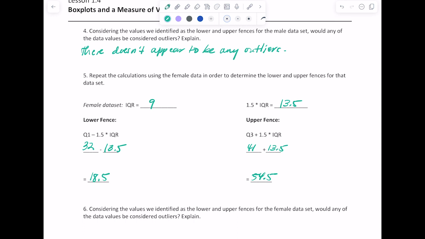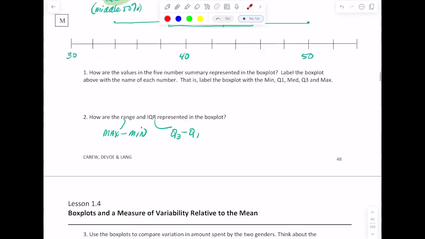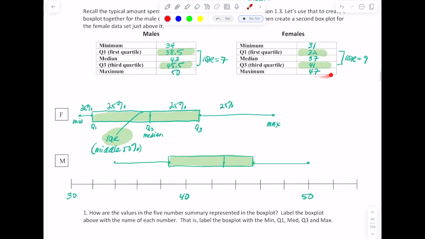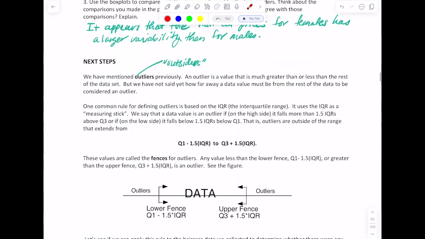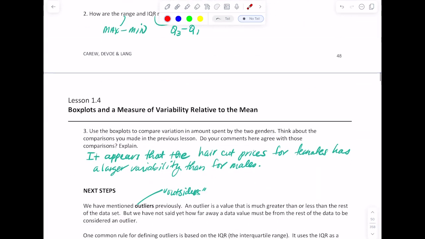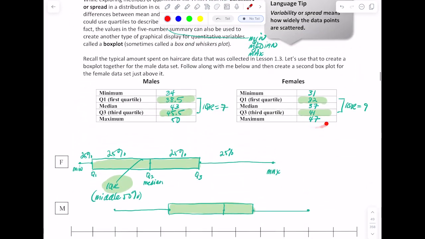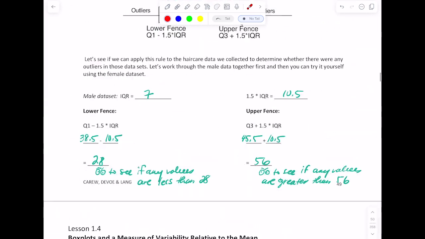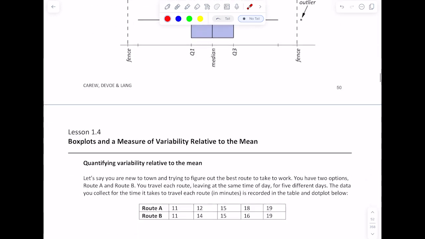Okay, now I'm going to look to see, are there any numbers less than 18.5 in my data set? And I don't see any. Are there any numbers that are greater than 54.5 in my data set? Again, I don't see any. The highest is 47. So we don't have any outliers again.